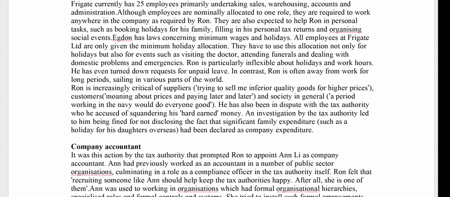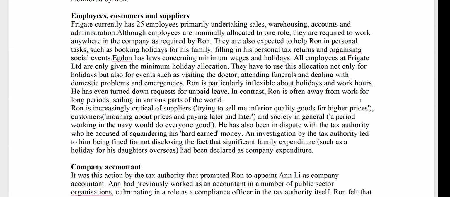All employees at Frigate Limited are only given a minimum holiday allocation. They have to use this allocation not only for holidays, but also for events such as visiting the doctor, attending funerals, and dealing with domestic problems and emergencies. Ron is particularly inflexible about holidays and work hours. He has even turned down requests for unpaid leave. In contrast, Ron is often away from work for long periods, sailing in various parts of the world.